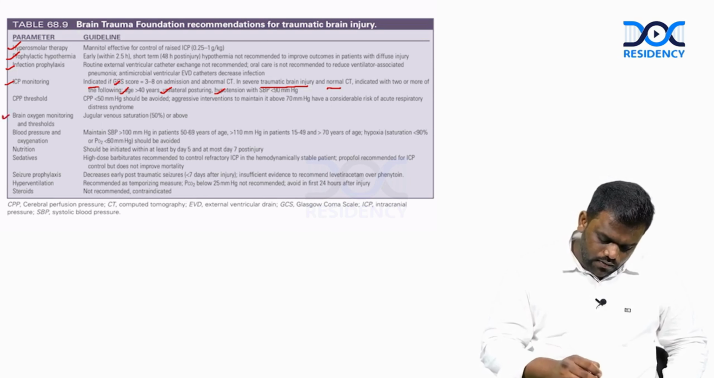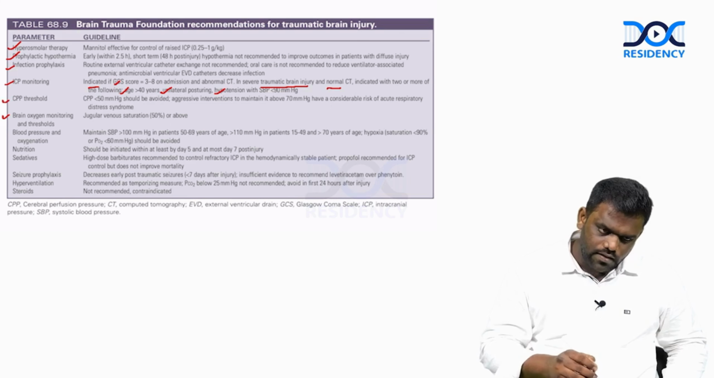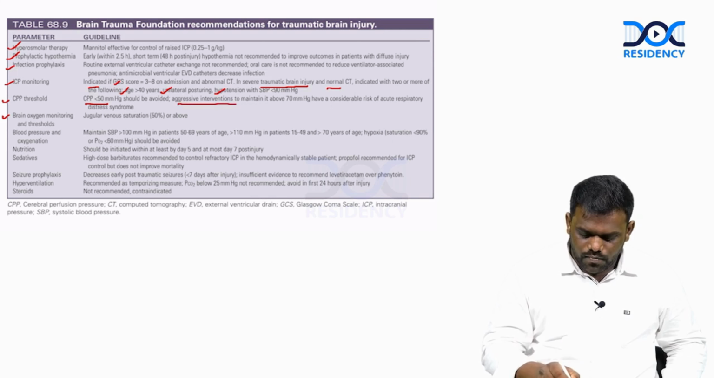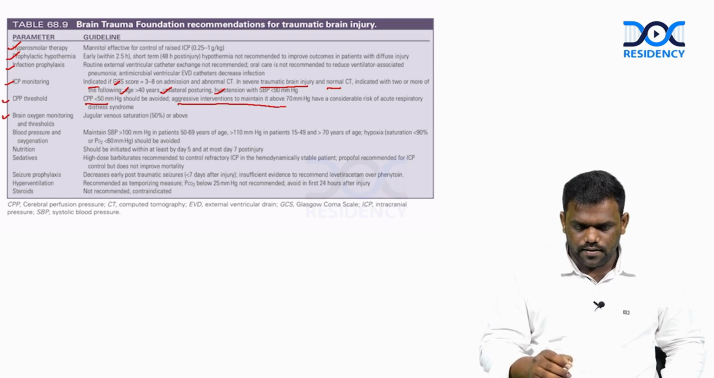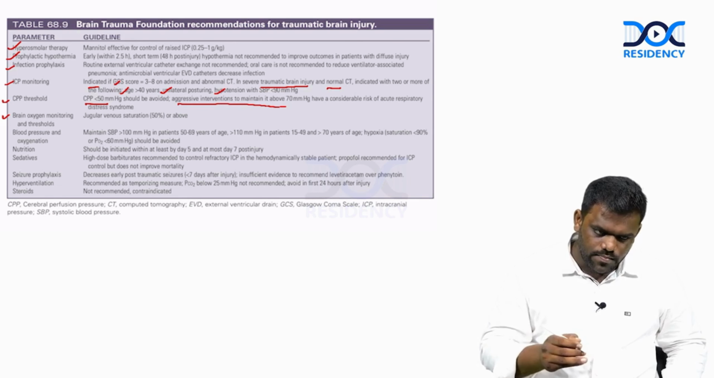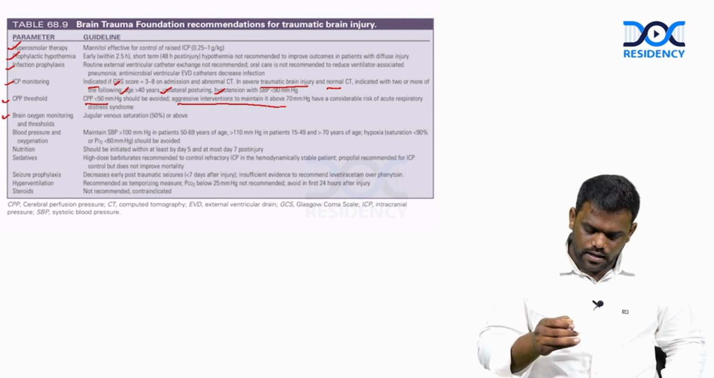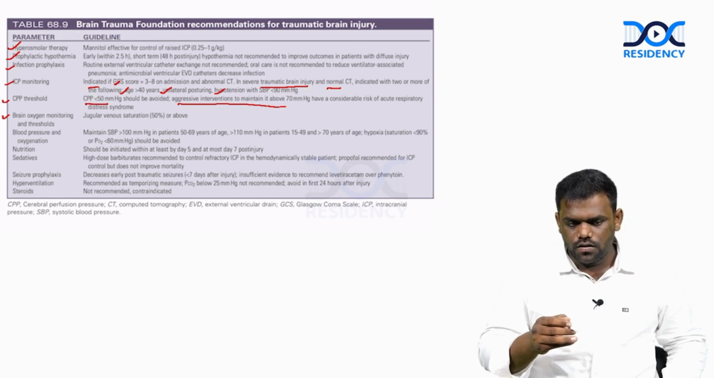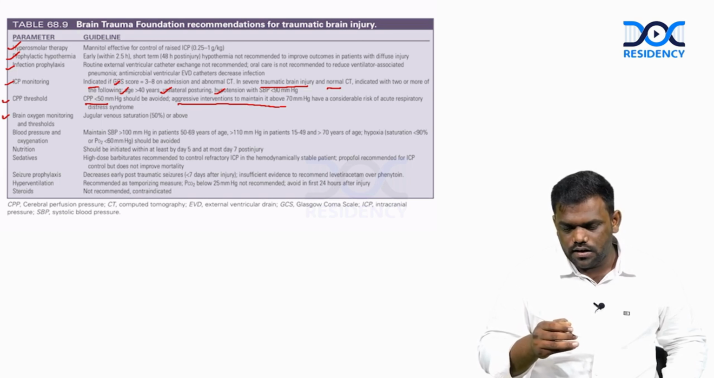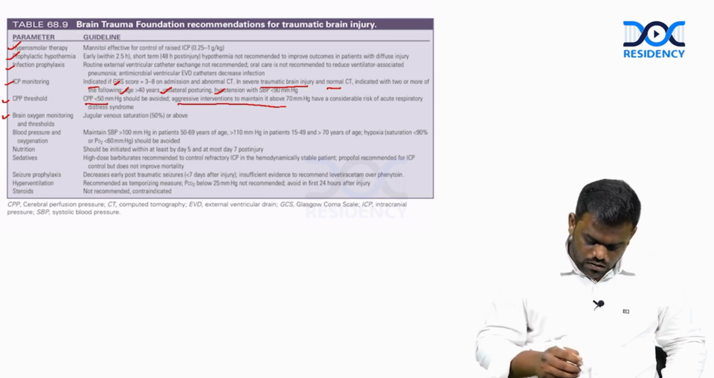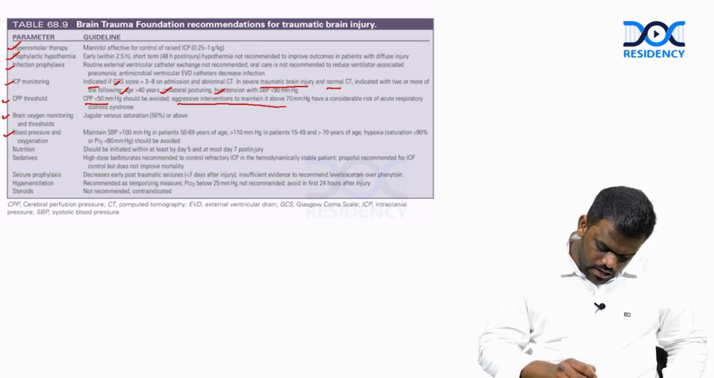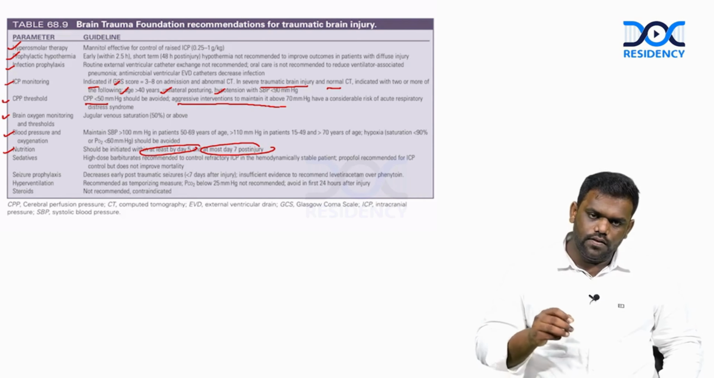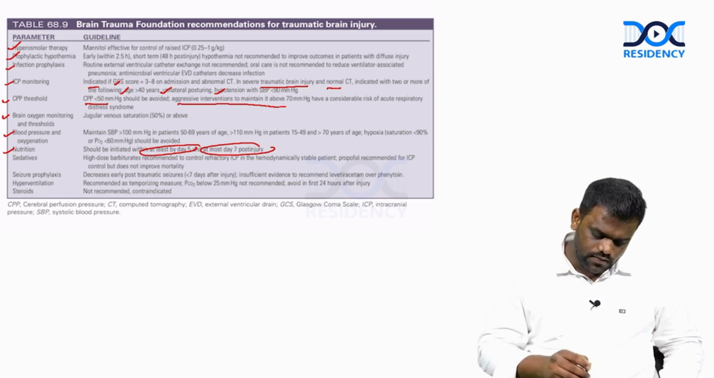Now brain oxygen monitoring and thresholds. The CPP should not be less than 50 millimeters of mercury, and aggressive intervention to maintain it above 70 carries the risk of ARDS. So, there is a threshold for the CPP, and brain oxygen monitoring is needed whenever the jugular venous saturation is 50 or below. You have to maintain the jugular venous saturation at 50% or above. You also have to maintain the blood pressure, and nutrition should be started at least by day 5 and at most by day 7 post injury. So, by the 5th day you have to start nutrition.